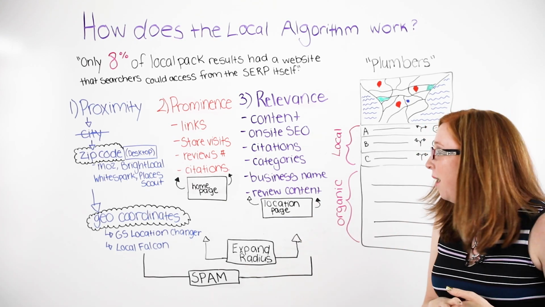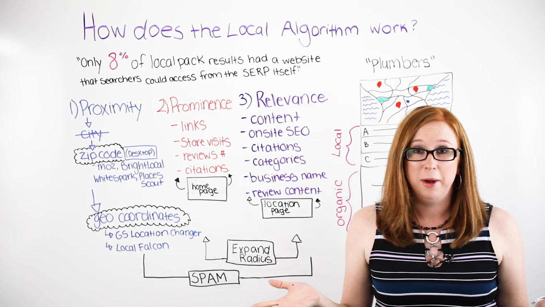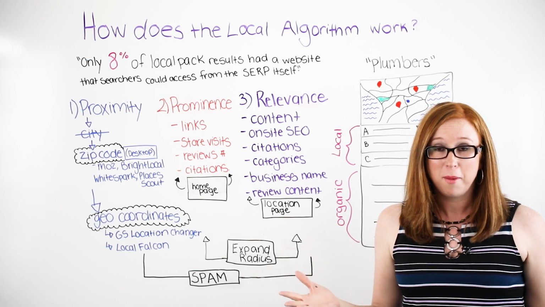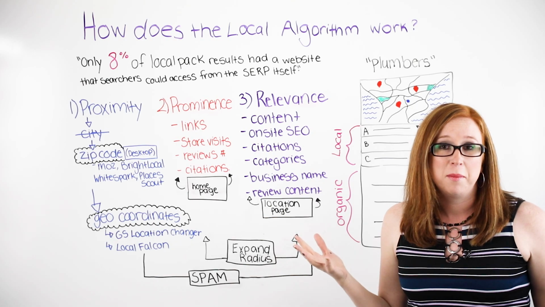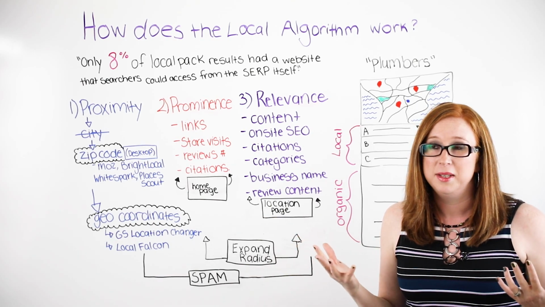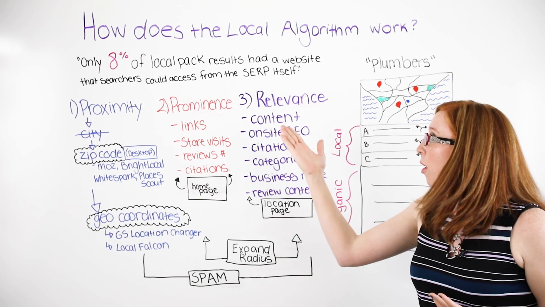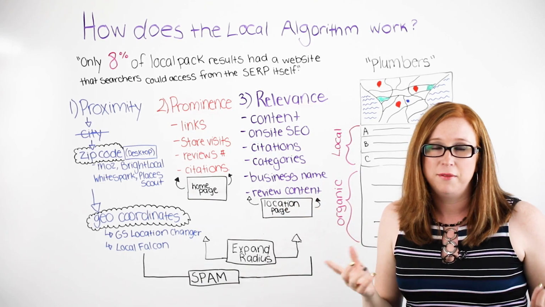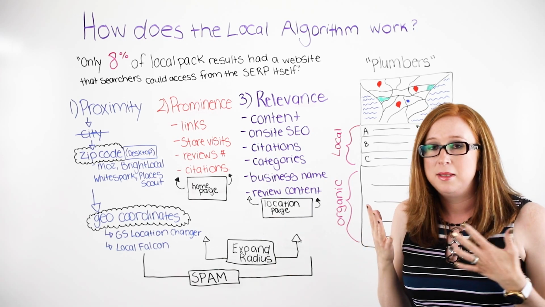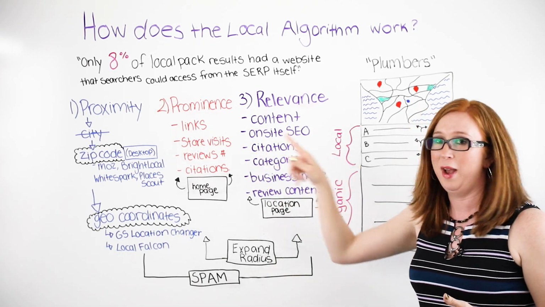On the flip side, spam is something I talk a lot about. Fake listings are a big problem in the local search space. These lead gen providers create these listings and they rank with zero prominence. They have no prominence. They have no citations. They have no authority. They often don't even have websites, and they still rank because of these two factors.